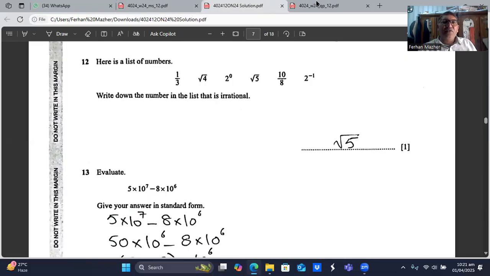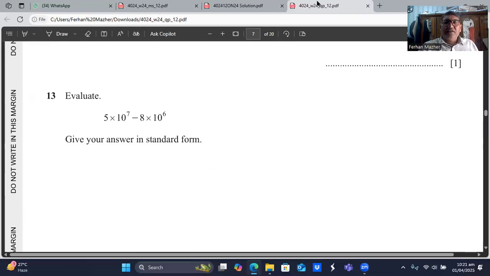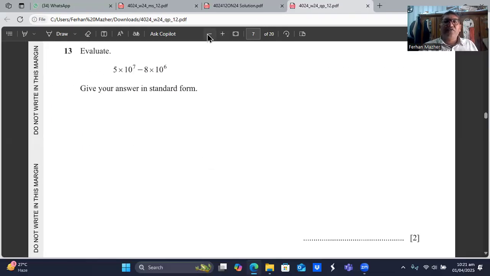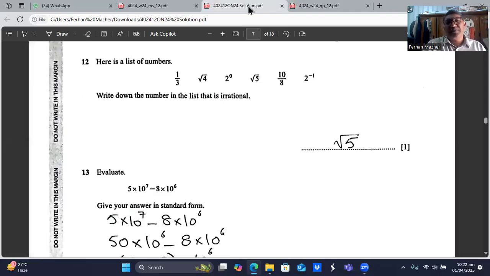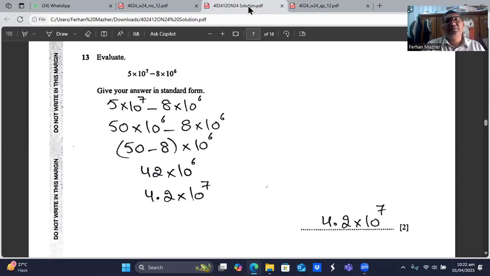Okay, so we are going to the next question. The next question is question number 13. And here we have question number 13 showing up on your screen. It's a 2 marks question, and they want me to evaluate 5x10 to the power 7 minus 8x10 to the power 6. Give your answer in the standard form. Okay, because this is paper 1, calculator is not allowed. So the trick is very simple.